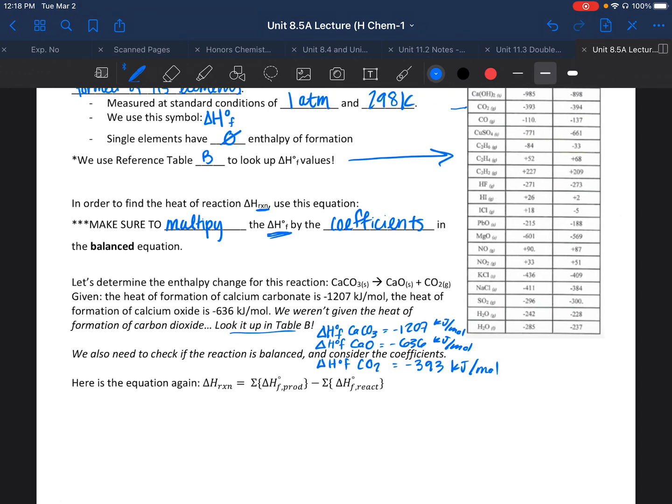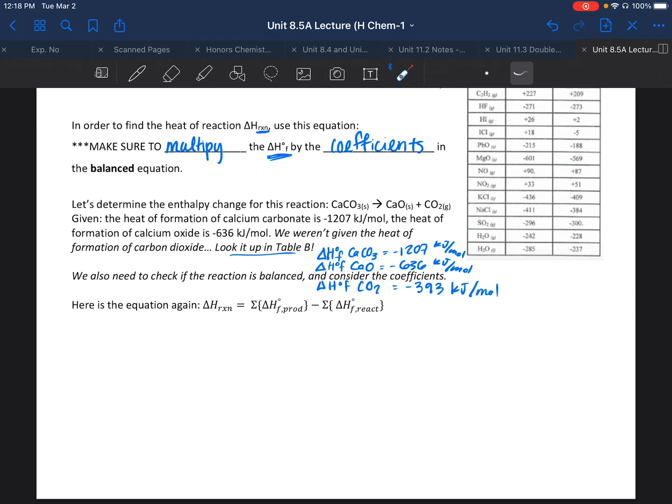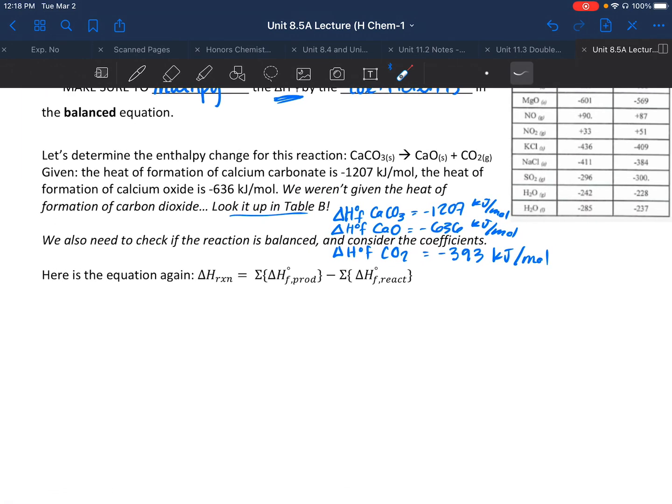Now, we need to also double check that our equation is balanced. If we look, we have 1 calcium on both sides, we have 1 carbon on both sides, 3 oxygens here, 1 plus 2 here is 3. So the coefficient in front of all 3 of these species is 1. So that's good. And I'll show you where we incorporate those coefficients in this reaction here.